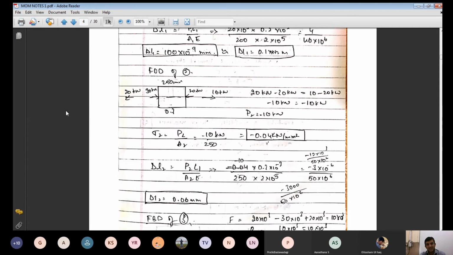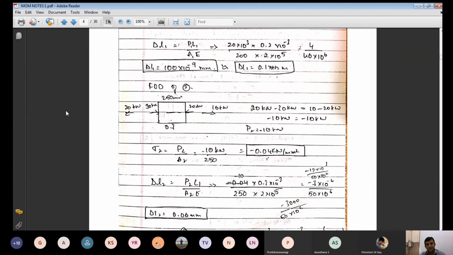Now check the second one, free body diagram for portion 2. Again, portion 2 is subject to what? The net force here is minus 20 kilonewton. This is compressive, so take it as minus. Here also put minus P2, which is minus 10 kilonewton. And here also you got a negative sign, not positive. Delta L2 is equal to minus 0.06 mm. Am I right?